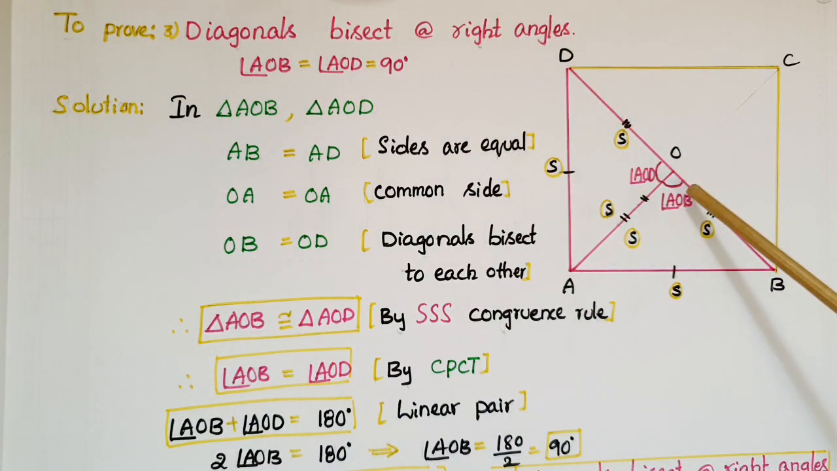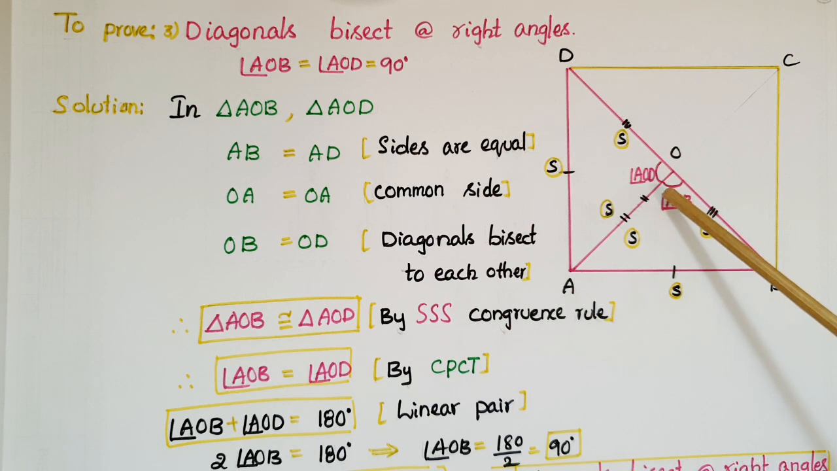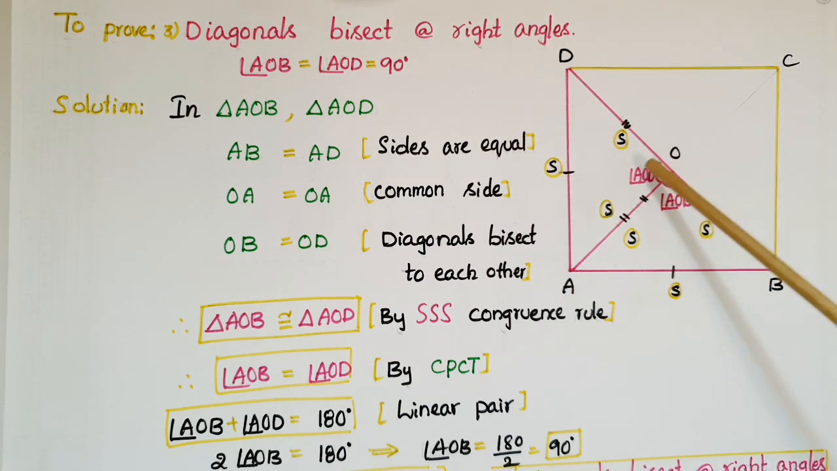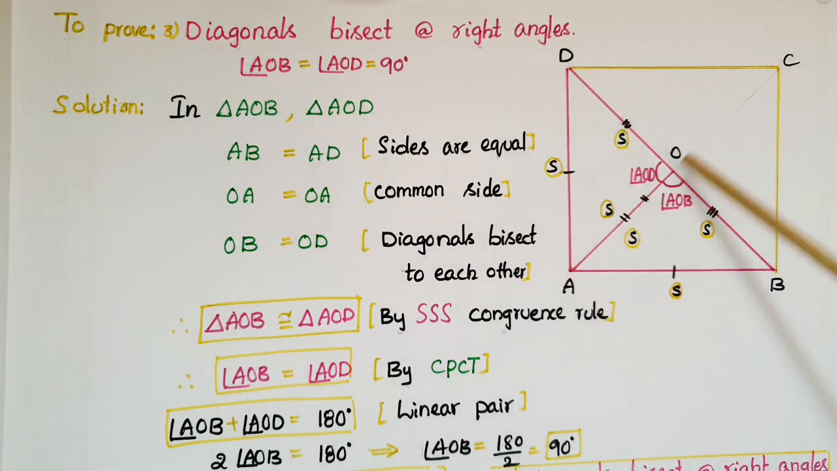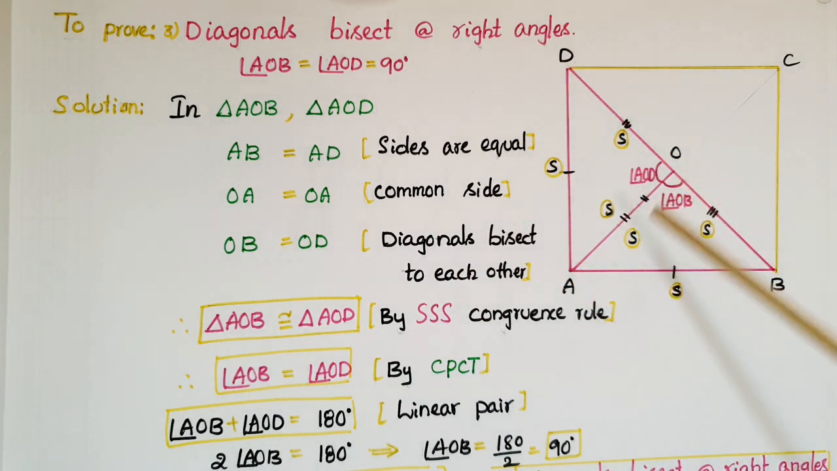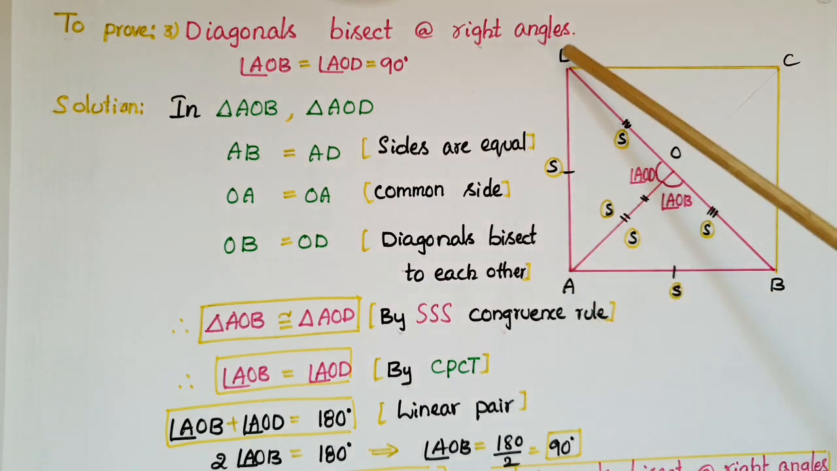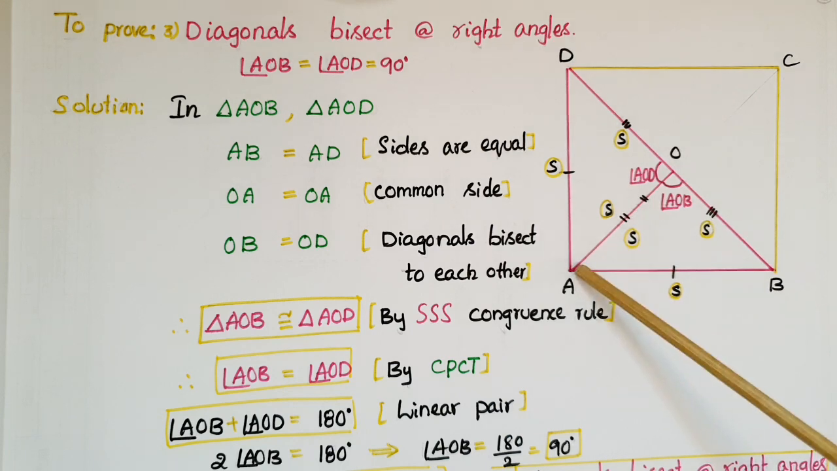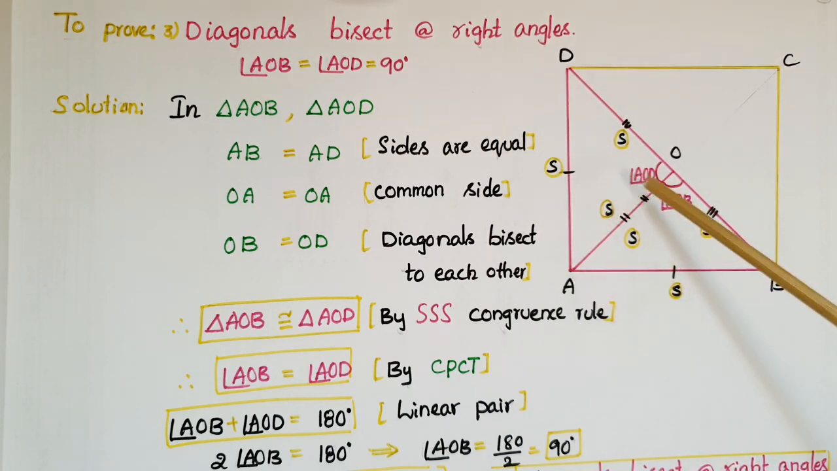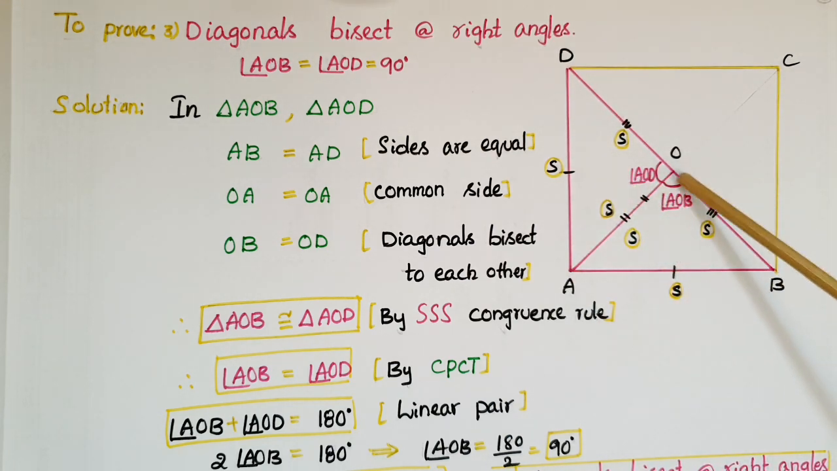Third one, we have to prove that diagonals bisect at right angles. That means we have to prove that these two angles are 90 degrees. So these two angles are parts of these two triangles. So take these two triangles. In triangle AOB and AOD, AB is equal to AD because sides of a square are equal, and OA is equal to OA. This is the common side of these two triangles, and OB is equal to OD because diagonals bisect each other. Just now we have proved this.